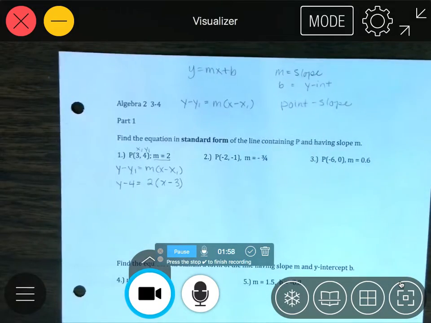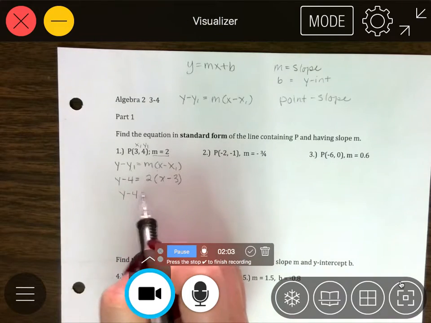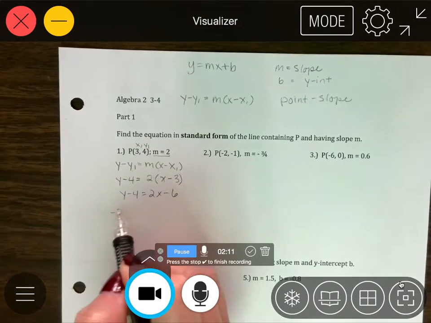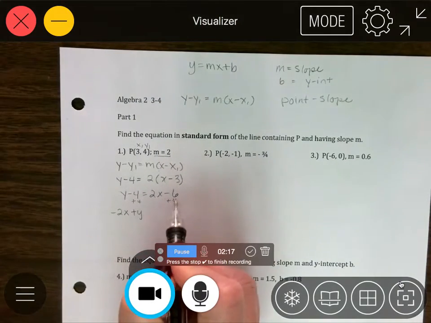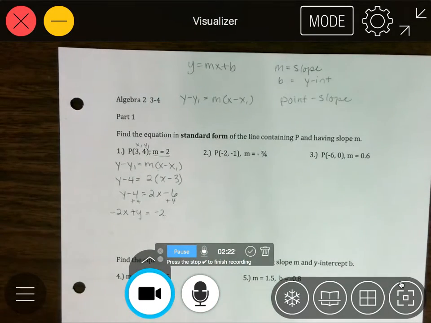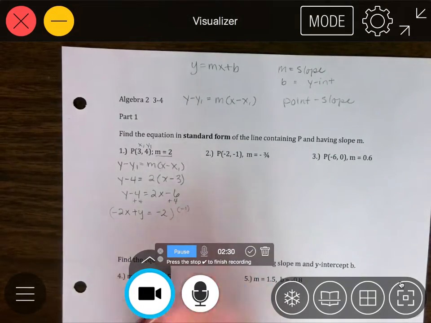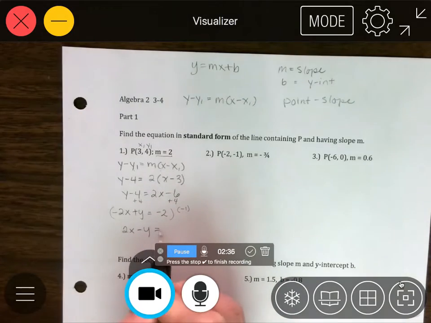And then once you go through and plug that in, it becomes nothing more than what we did yesterday. Getting it in standard form, we'd distribute the 2, subtract the 2x over, and then add the 4. So we have 2x plus y is equal to -2. And then, like we did yesterday, to get rid of the negative on our a, if we take it times -1 through, we'd end up with 2x minus y is equal to 2.